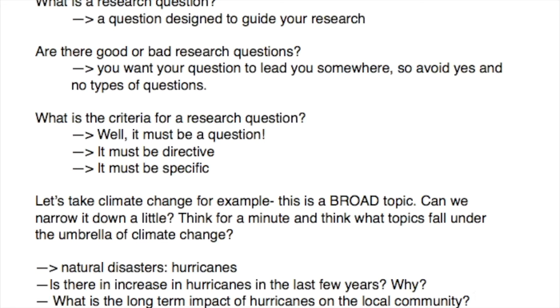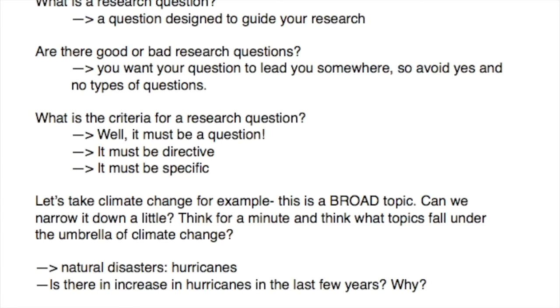What is the long-term impact of hurricanes on the local community? Okay, that's a good one because it does give us direction. We're going to look at the long-term impact of hurricanes, like in terms of rebuilding and then perhaps preparation for the hurricanes to come. Then we're going to focus on a local community. We can even get a little bit more specific, and we can combine our two questions so that we have one that also connects to our concept of climate change.